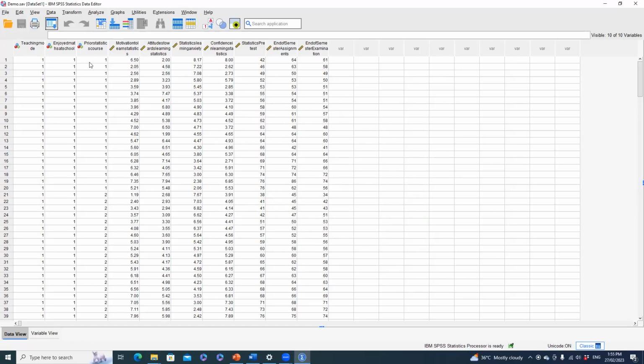The first thing I want to do when I've read in my data is look at any categorical variables. You can see here teaching mode, enjoyed maths at school, yes or no. Teaching mode is online, in-person and blended formats. I have enjoyed maths at school, yes or no, and I also have did you do a prior statistics course, yes or no, as categorical variables. Even though I put in 1s and 2s to indicate which category they fell into, it really doesn't indicate anything in terms of one being higher than the other.